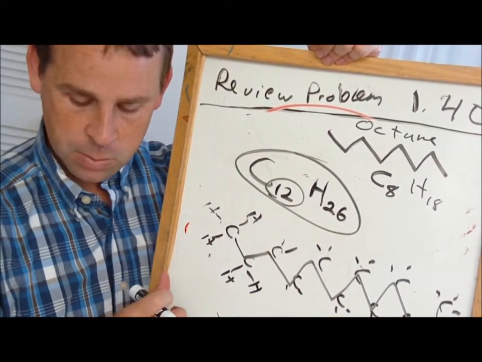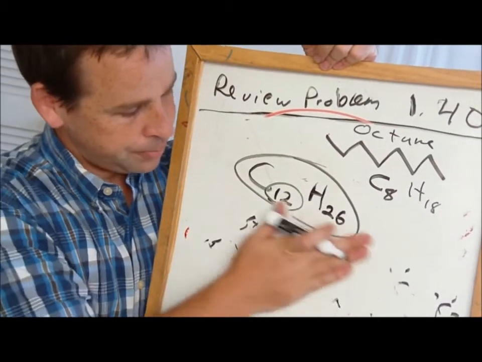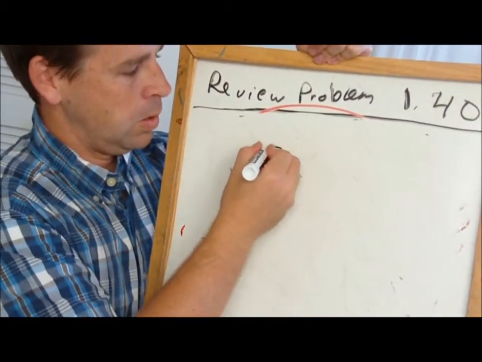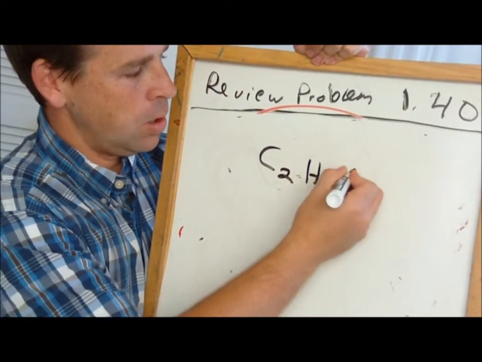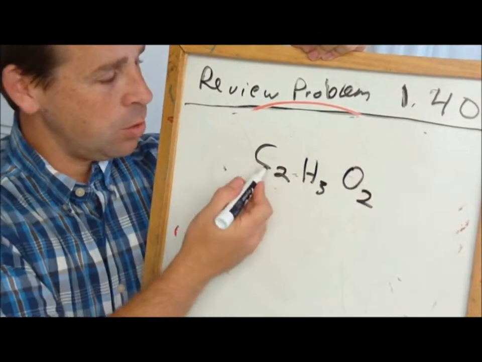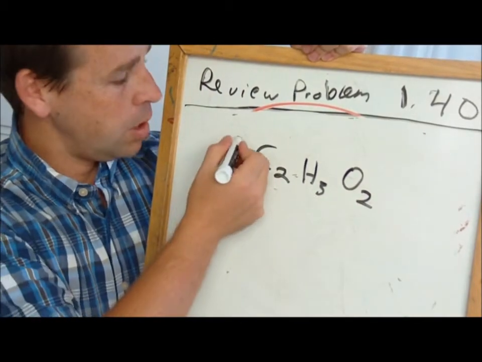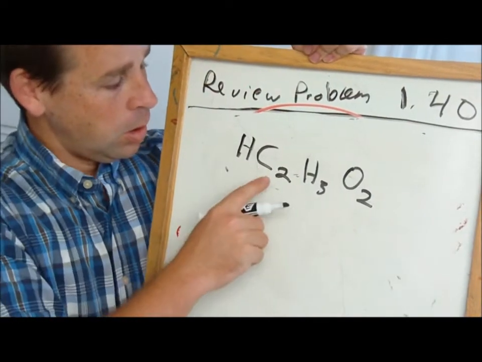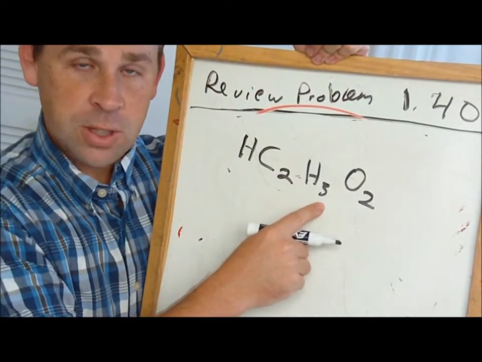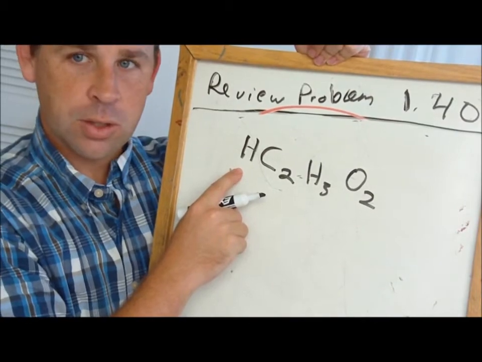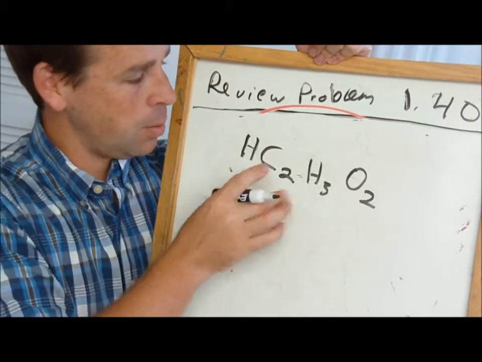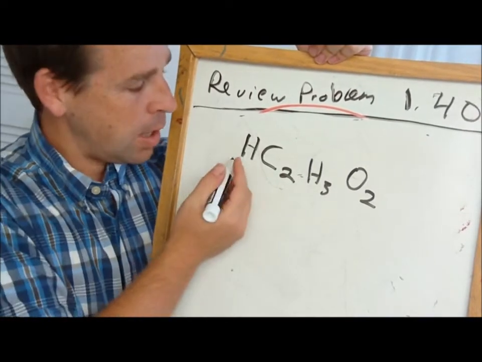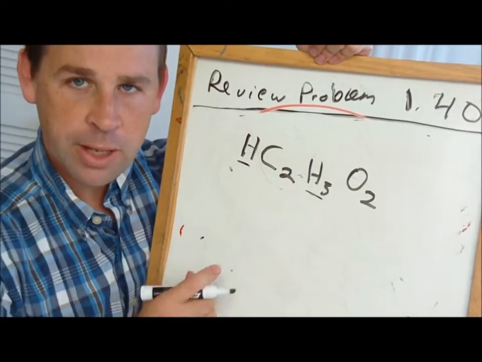All right, we're on to the next one, C2H3O2. So right off we can see there's 2 carbons, 3 hydrogens. Oh no, it's HC2H3O2. All right? 2 carbons, 3 hydrogens, 2 oxygens, but then there's one more hydrogen. So there's a total of 4 hydrogens. 2 carbons, 4 hydrogens, and 2 oxygens. All right? Now, why is this hydrogen not included with those hydrogens there?